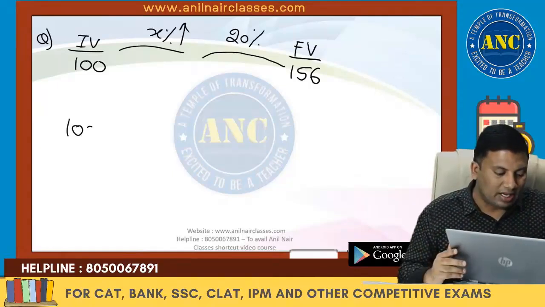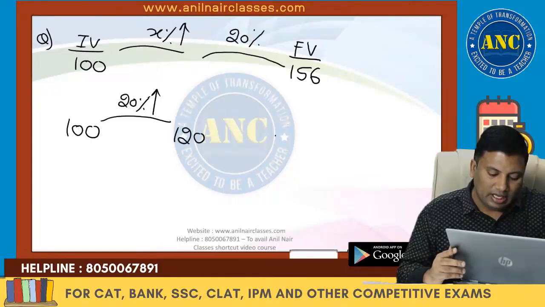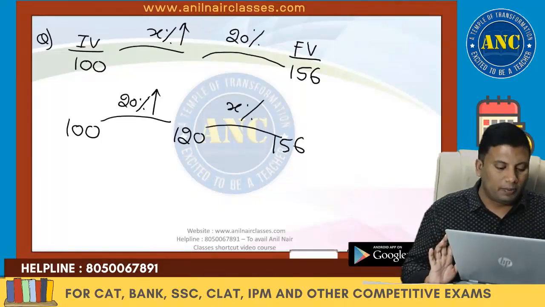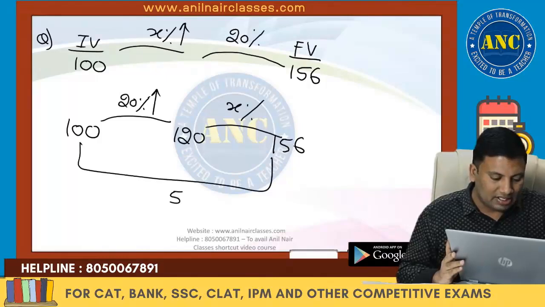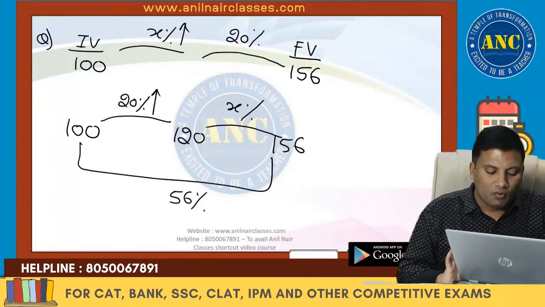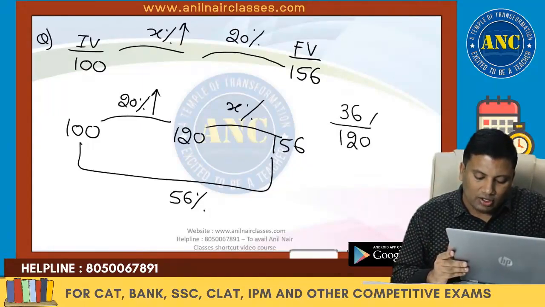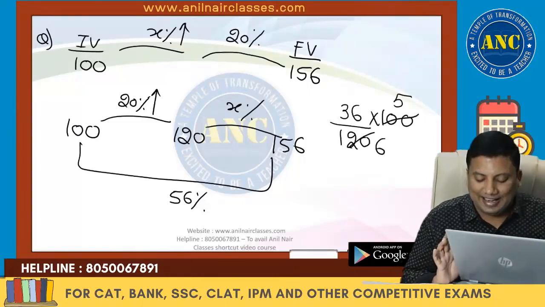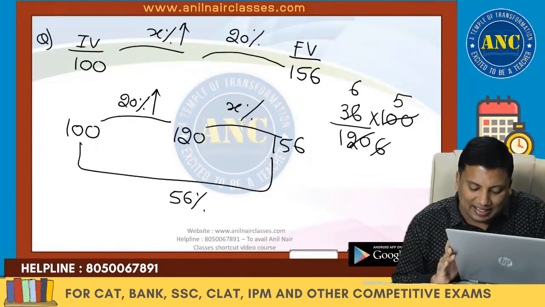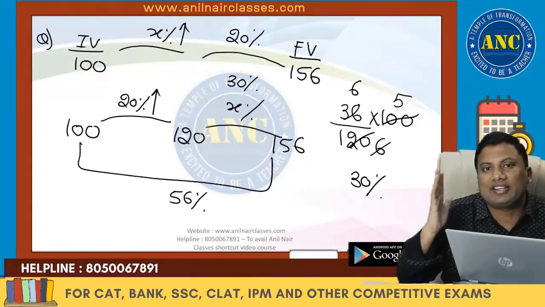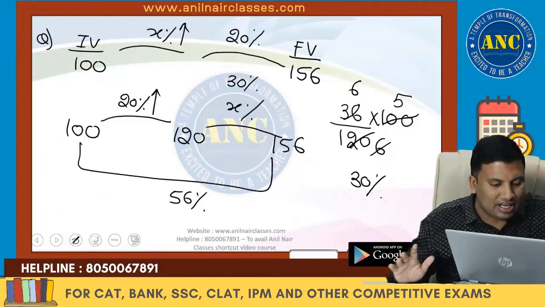Interchange x and 20. First do the 20 percentage increase. This is nothing but 120, and it is 156. Absolutely it makes no difference. I hope it is clear. So this is nothing but 56. 120 became 156. The extra is 36 on 120, into 100. Easily you will get the answer. 25s are 100, 26s are 120, 6s are 36. The answer is 30.